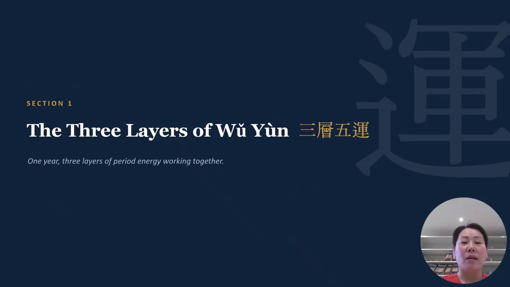Section 1. The 3 layers of the 5 period. This is the mental map that makes everything else click. So let's take it gently. The 5 periods don't act as a single block. They work as 3 layers stacked on top of one another: one for the whole year, one fixed seasonal rhythm, and one that changes every year. Let me show you all 3 side by side.